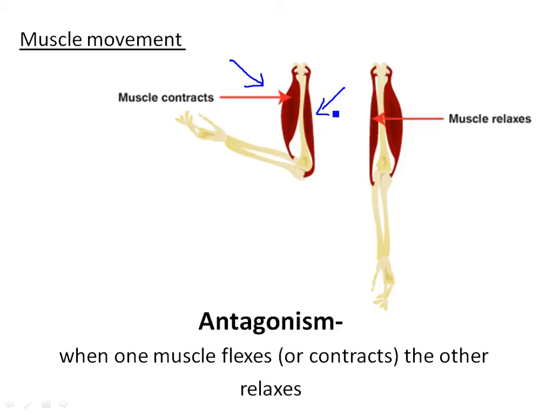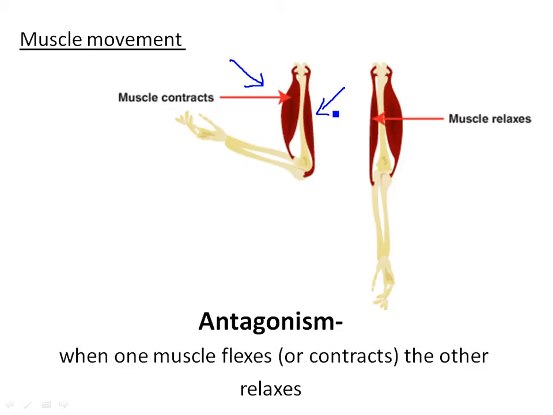And if you remember your muscle movements, you can think about flexion and extension. Flexion means bringing the bones closer together. Extension means taking the bones further apart. So we call that opposition antagonism, which simply means that one muscle does one thing and the other muscle does the opposite. And another important thing to remember about muscles is they only pull.